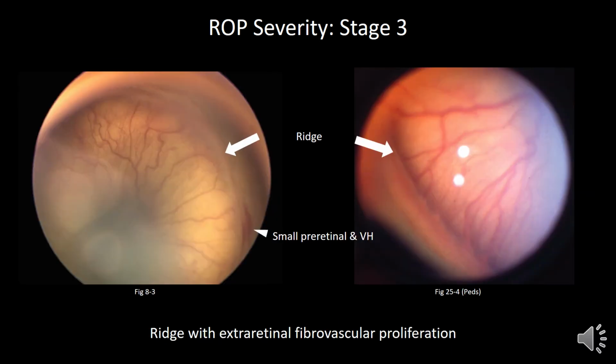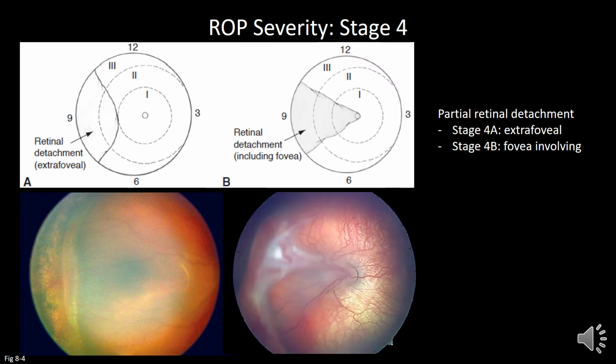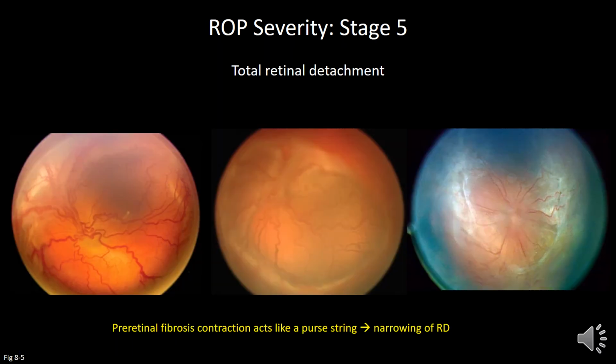Stage 3 consists of a ridge with extraretinal fibrovascular proliferation. Stage 4 is a partial retinal detachment. In Stage 4A, the retinal detachment is extrafoveal, or not involving the fovea, whereas in Stage 4B, the fovea is involved. The red area here shows a temporal retinal detachment involving the fovea. Stage 5 is a total retinal detachment.